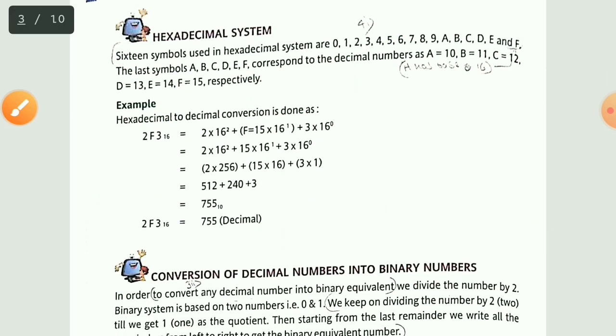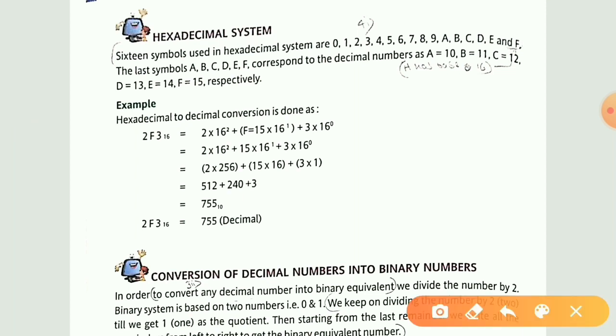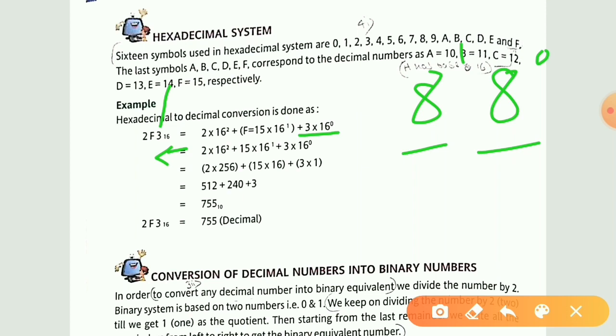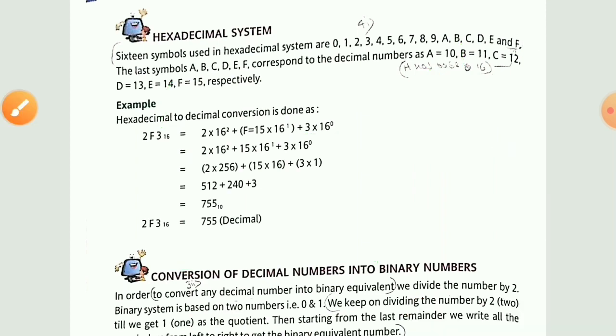2F3 with the base 16 has to be converted into the decimal number system. See students, firstly, we always start from the right-hand side position. Take the unit digit, that is 3. 3 is to be multiplied with 16 to the power 0. Again please remember, when we did the conversion of the octal number system, we used 8 to the power 0, 8 to the power 1. Why? Because over there the base was 8. Now the base is 16, that is why we are using 16 to the power 0, 16 to the power 1, and so on. Now please try to understand the difference.